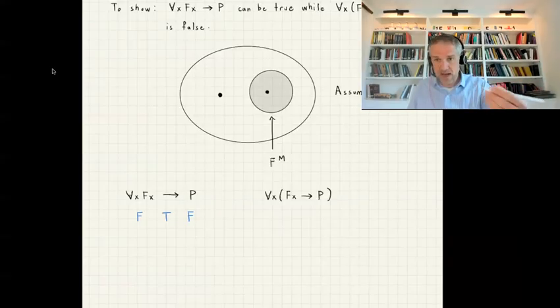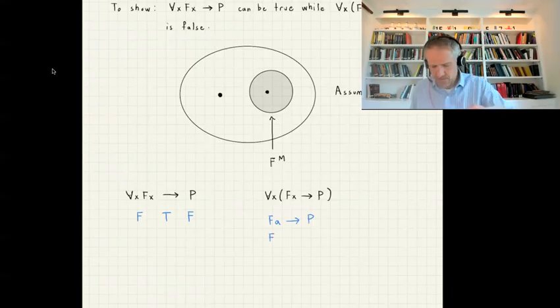So let's suppose the guy on the left is named A and the guy on the right is named B. Then to check the claim for the guy on the left, it says if FA, then P. A, the guy on the left, is not F.